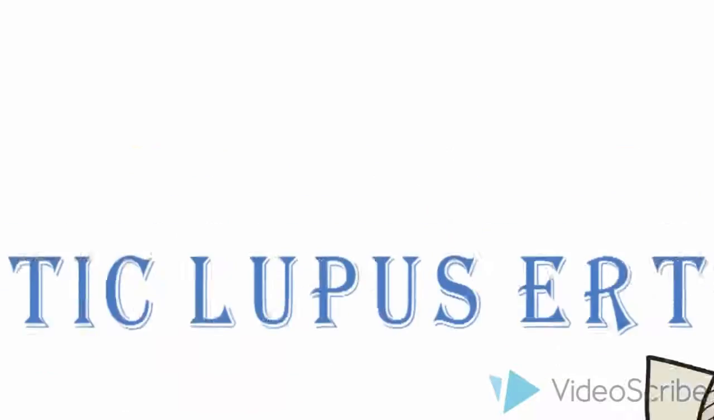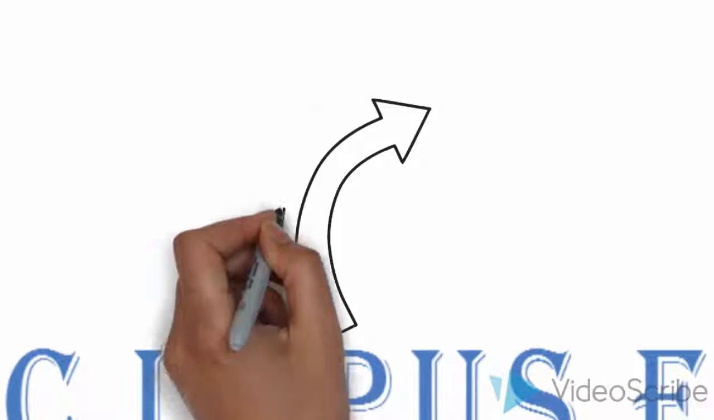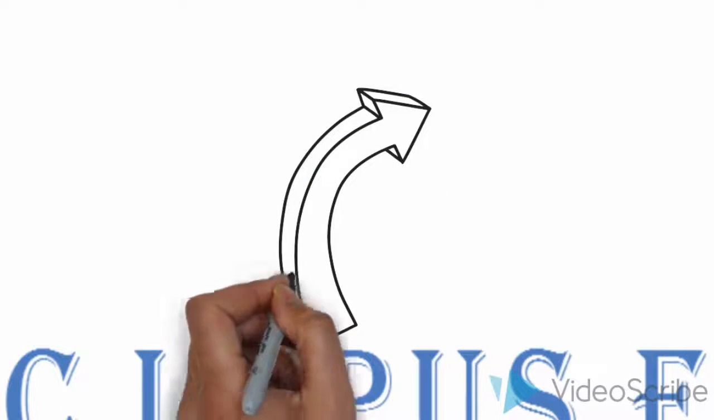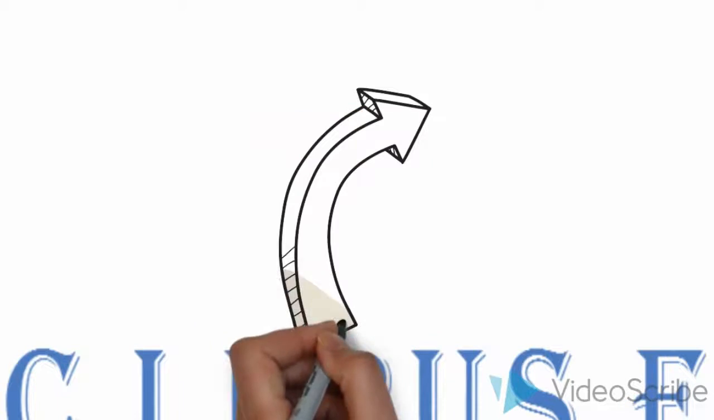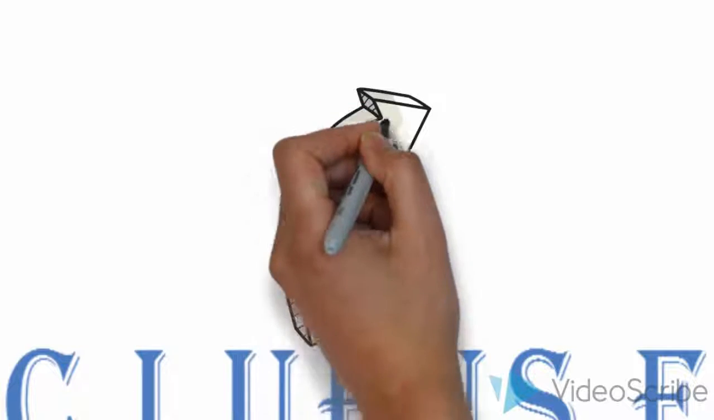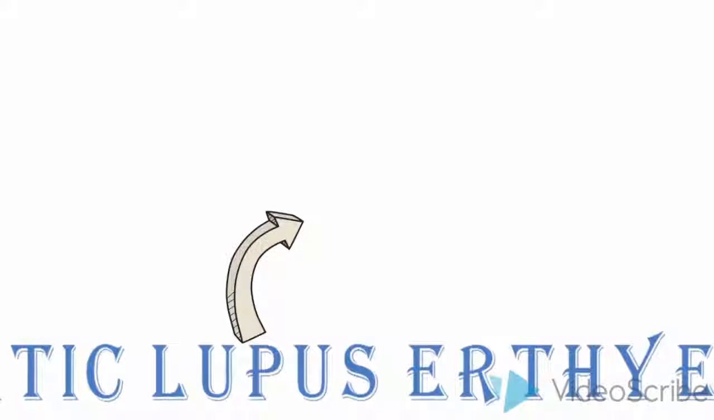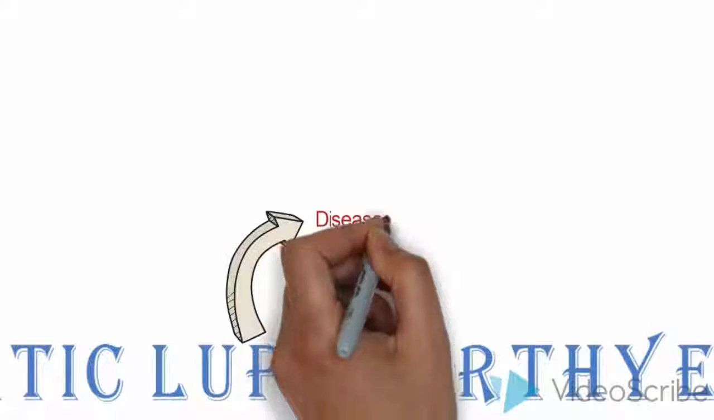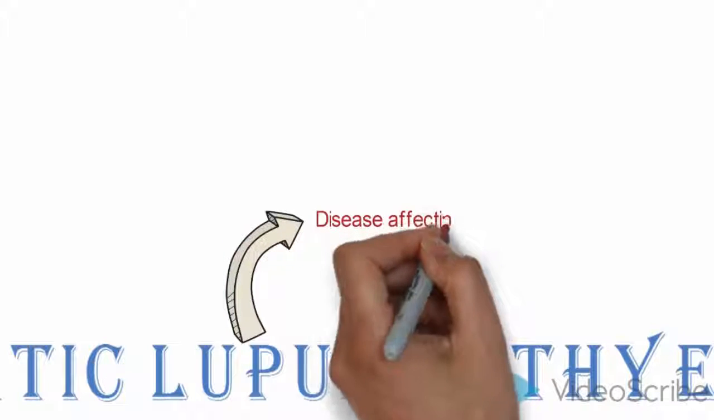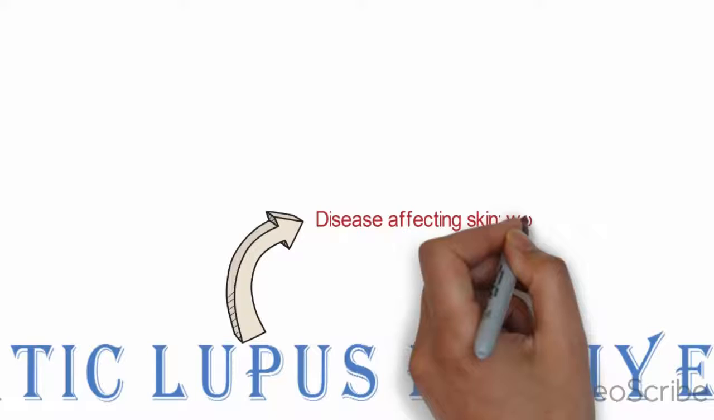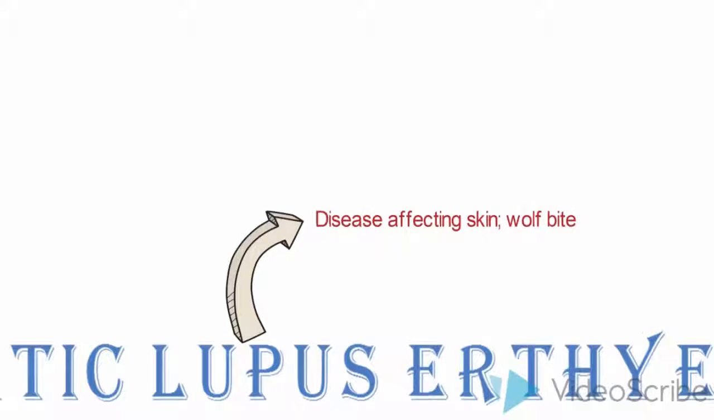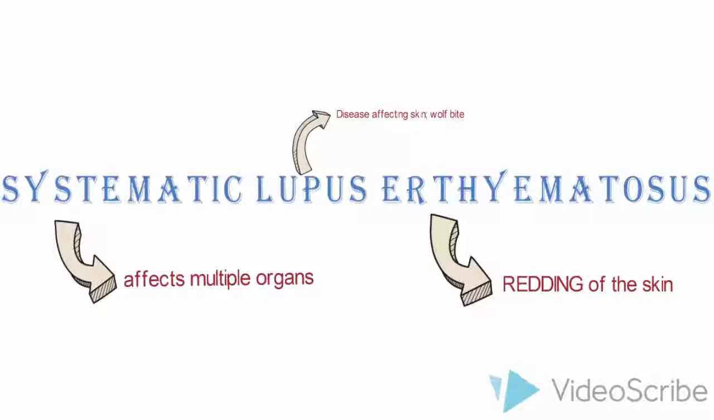And then next we have lupus. The Latin word lupus is a Latin word for wolf. But in the modern day, lupus means disease affecting the skin. And because most of the abrasions on the skin look like wolf bites, that is why it got the word lupus. So basically it's a disease affecting the skin that looks like wolf bites.